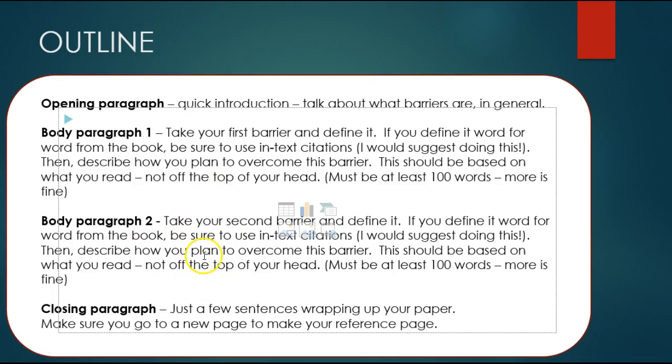Body paragraph 2, you're going to do the same thing with your second barrier. Guys, you can take 2 internal, you can take 2 external, you can take 1 internal, 1 external, whatever floats your boat is fine with me. But make sure you do 2, that you define it, and then you talk about how you're going to overcome it. This one also has to be 100 words. Then you're going to give a nice closing paragraph, just a few sentences wrapping up, and make sure to go to a new page to make your reference page. You're not just going to slap your citation down there at the bottom of your paper.